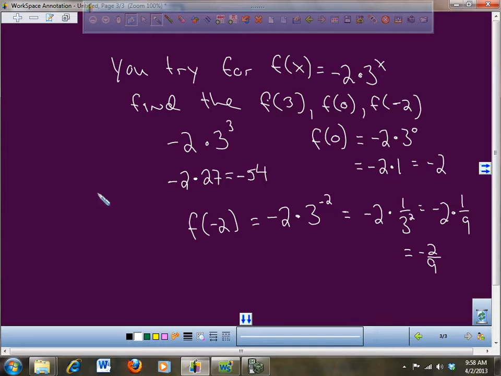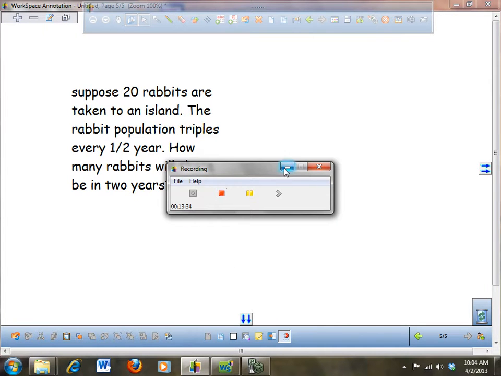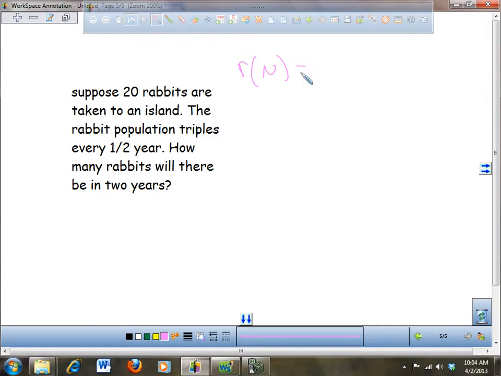All right. And so next thing is you got a word problem. I'm going to type this in. I'm going to pause. You don't use a white pen because it won't show up, so you have to use a different colored pen. So the way you want to set it up is, we'll call it R of n, meaning the number of rabbits in where n, we'll figure it out, is equal to, you start with 20 times 1/2 raised to the n.